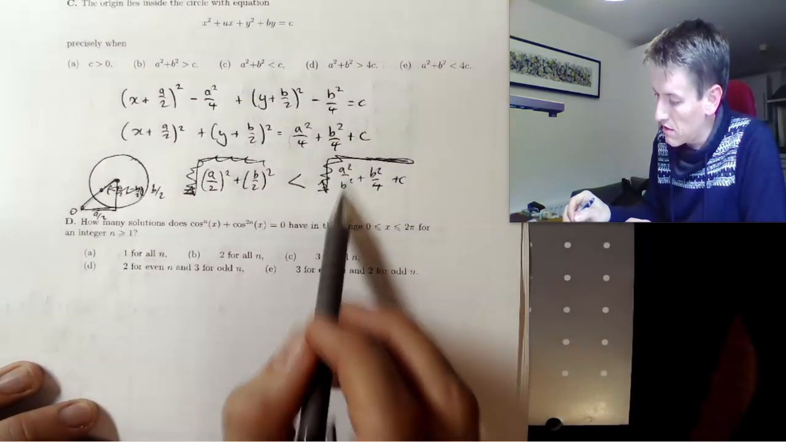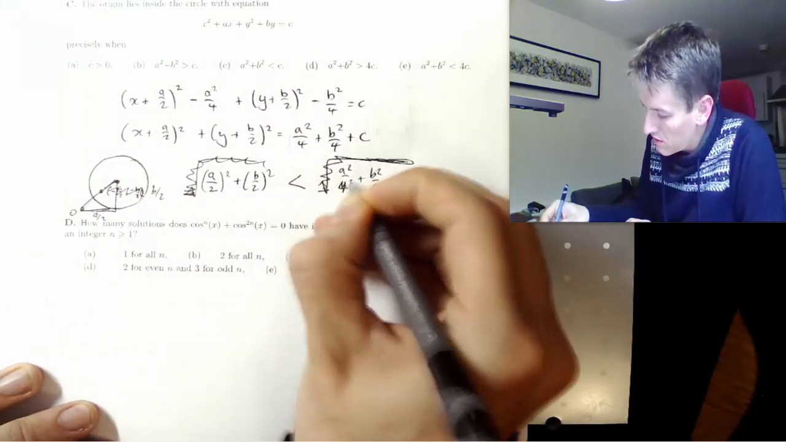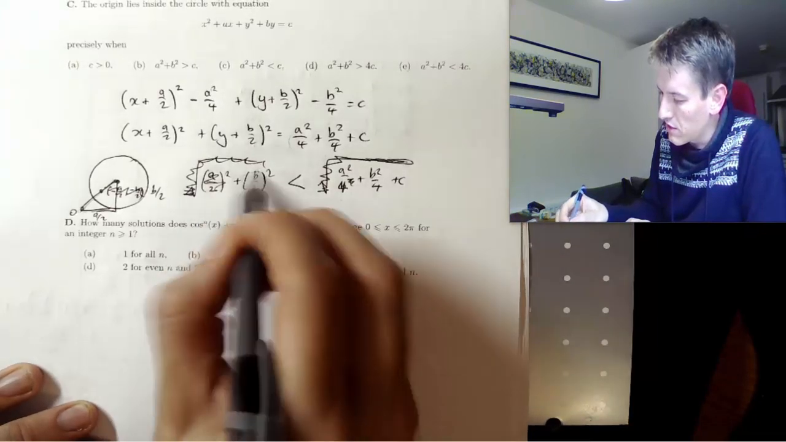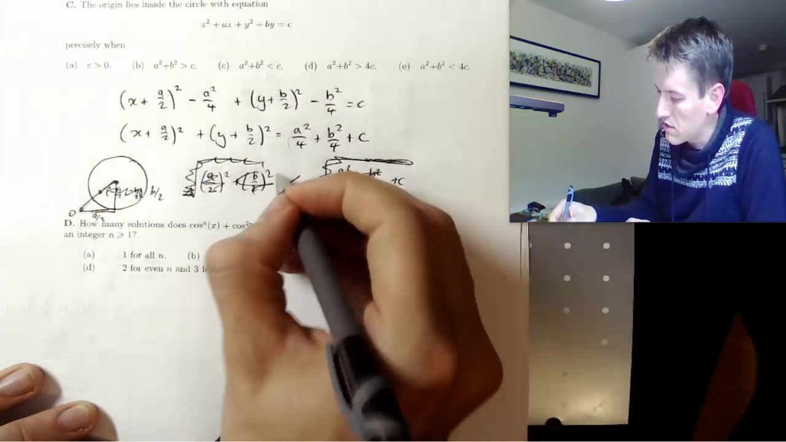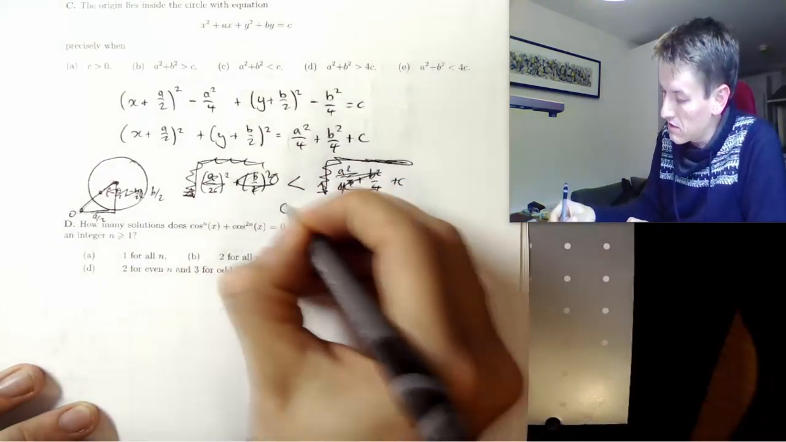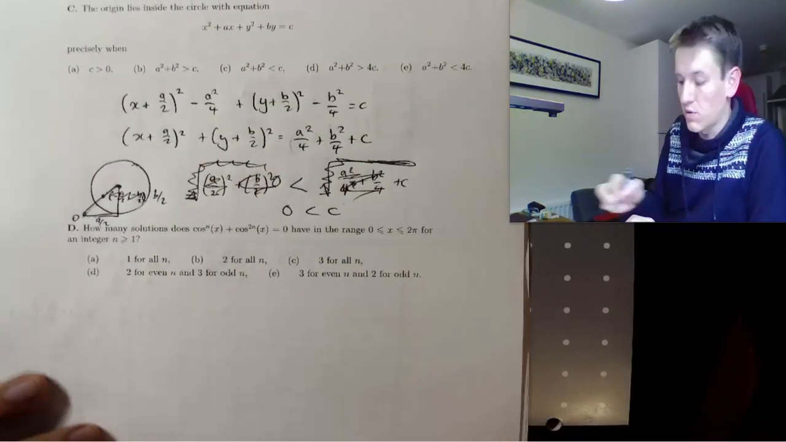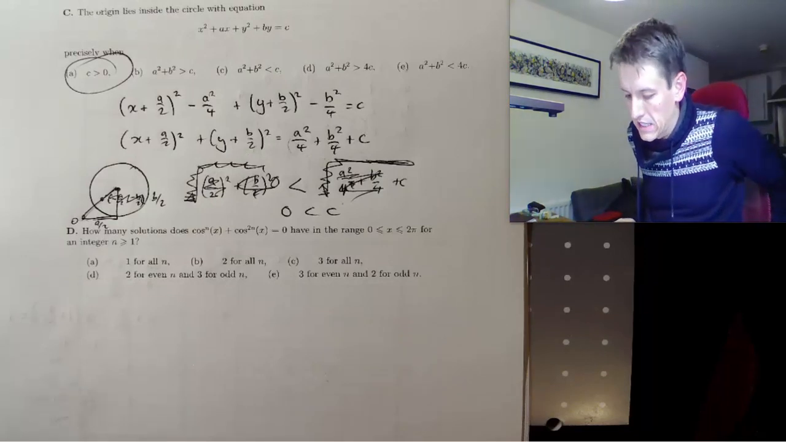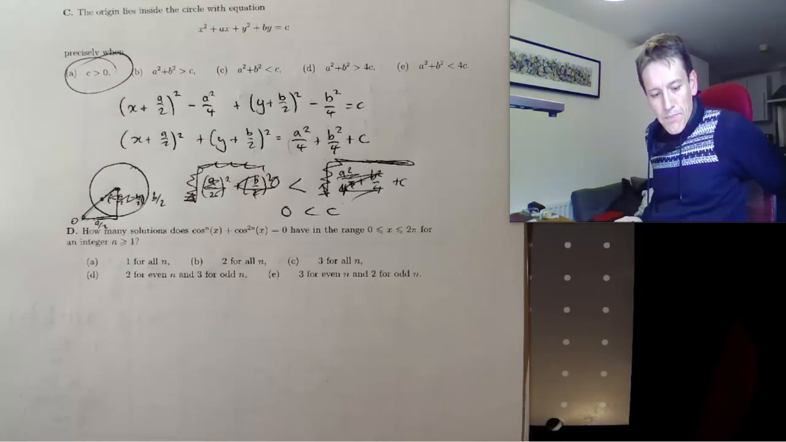A over 2 squared is the same thing as, sorry, that should say 4. A over 2 squared is a squared over 4 squared, so subtracting that from both sides, we just end up with c. C is bigger than 0, which again is one of the answers. So that's the correct conclusion there. Okay.